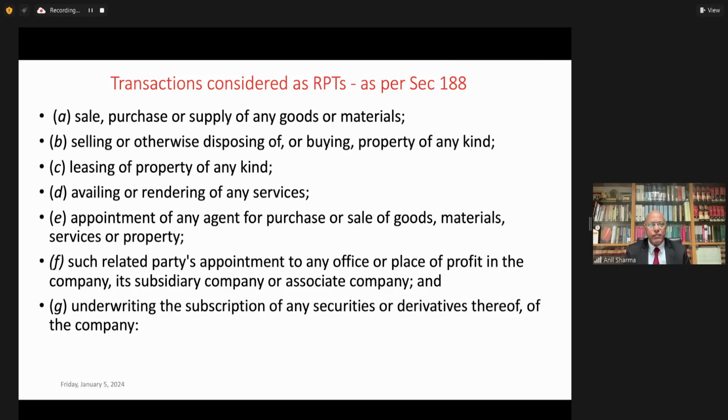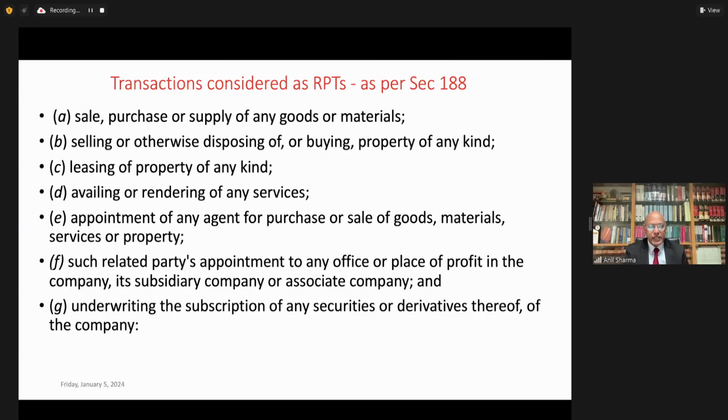Appointment of any agent for purchase or sale of goods, materials, services, or property. Such related party's appointment to any office or place of profit in the company, its subsidiary company or associate company. Now, such related party's appointment, related party, I have already explained to you. If any such person is appointed to any office or place of profit, whether in the company or its subsidiary company or in an associate company, then it will be considered as a related party transaction governed by Section 188.